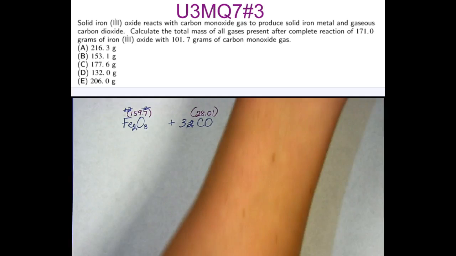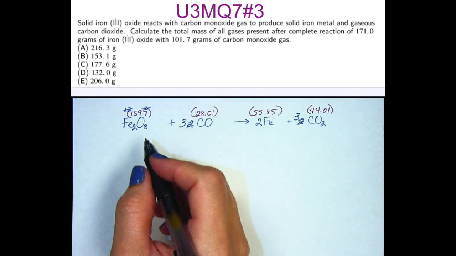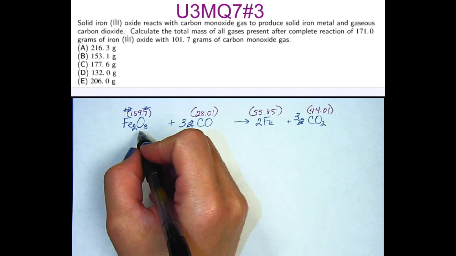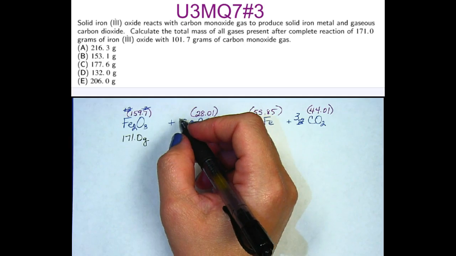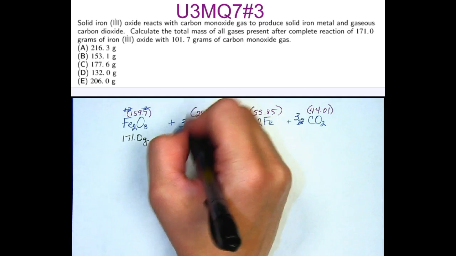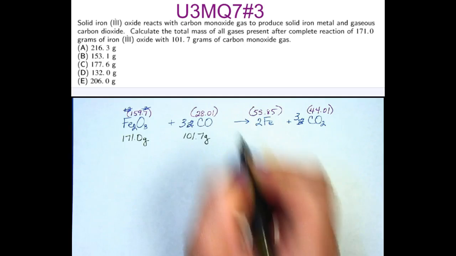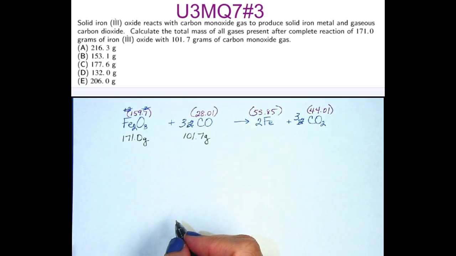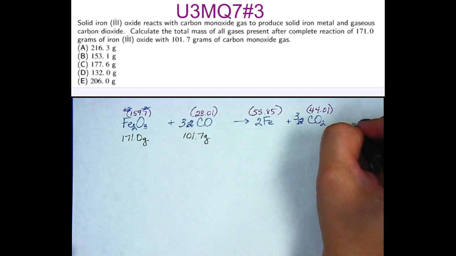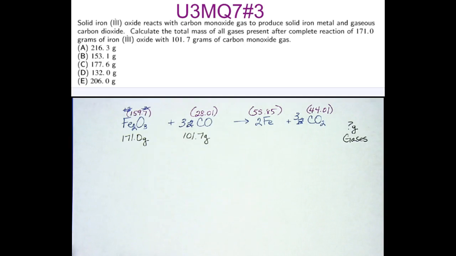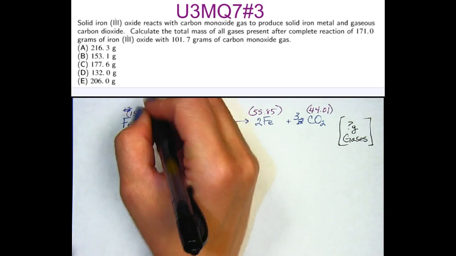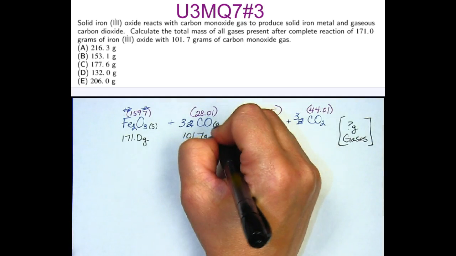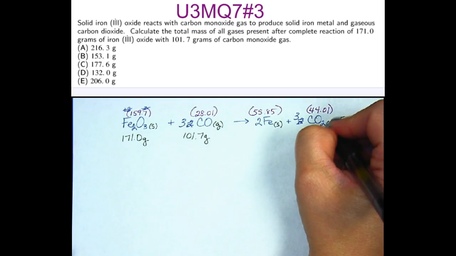Okay, so we are given the amount of iron 3 oxide is 171.0 grams, and we're also told the amount of carbon monoxide is 101.7 grams. And the question is asking, what are the total masses of gases that will be present after this reaction is completed? And the thing that we need to keep in mind is this is in the solid phase, this is a gas, this is a solid, and this is a gas.